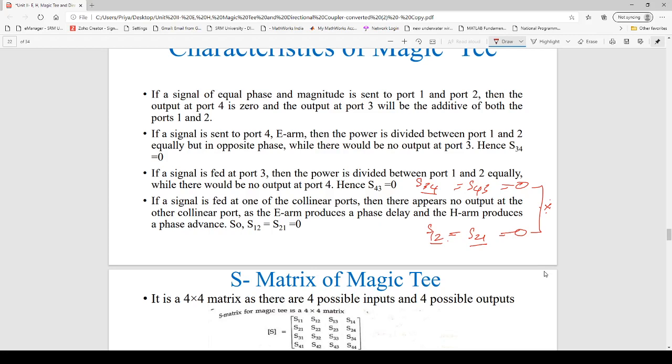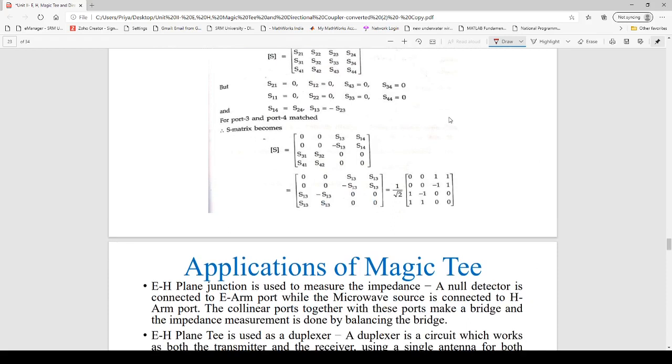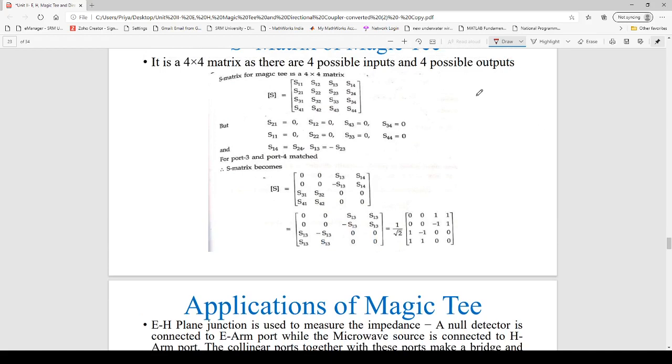Now we will substitute all those things in the matrix. For the magic T, we assume port 3 and port 4 are both perfectly matched. Normally the match condition is complex here. If we assume port 3 and port 4 are perfectly matched, I can write S33 equal to S44 equal to 0. And for the symmetric matrix, Sij is equal to Sji, so S12 equals S21, S13 equals S31, S14 equals S41, S23 equals S32, S24 equals S42, S34 equals S43, likewise.